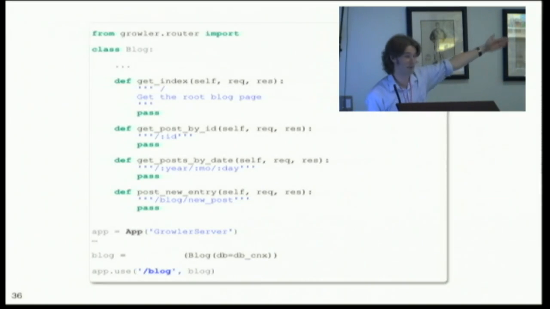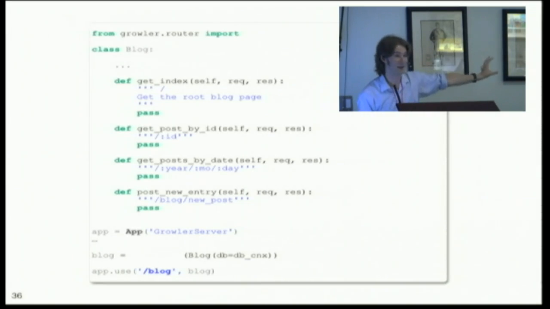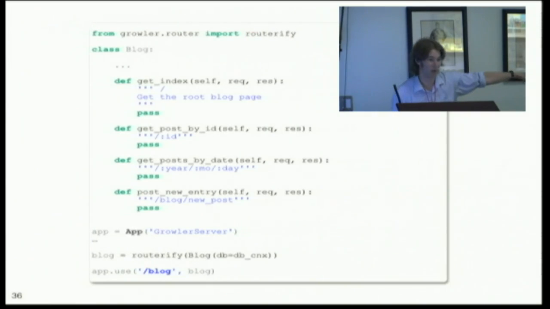And so it says, oh, this is an HTTP get. Anything with a get underscore, post underscore, put, delete, all will be picked up, checked for a docstring that has a route format. And how do we do this? At the top there, from growler.router import routerify. So we routerify that blog object, and cool, automatic application created.